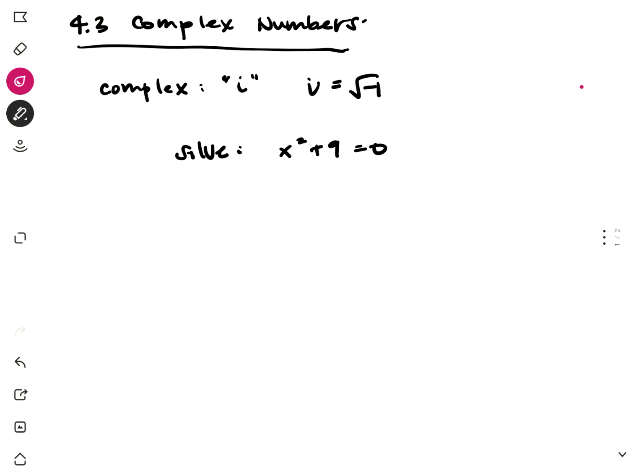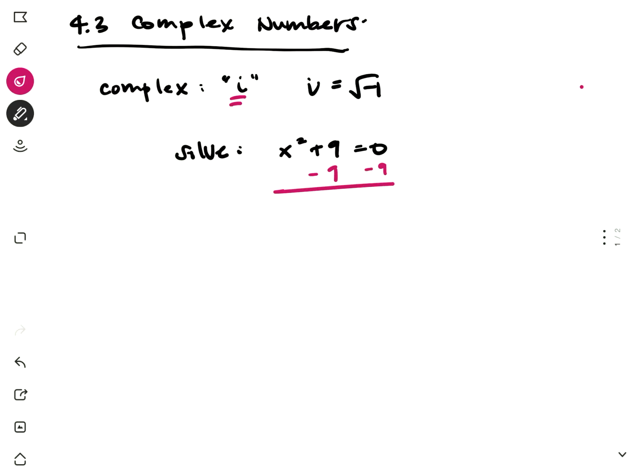Back today, we're looking at 4.3 complex numbers. Just to review from Algebra 2, complex numbers involve i, and we know that i is the same thing as the square root of -1. So, for example, if we're trying to solve x squared plus 9 equals 0, we can do this using our algebra.